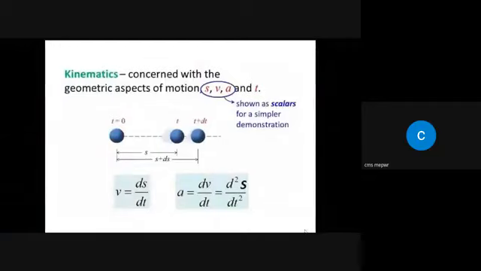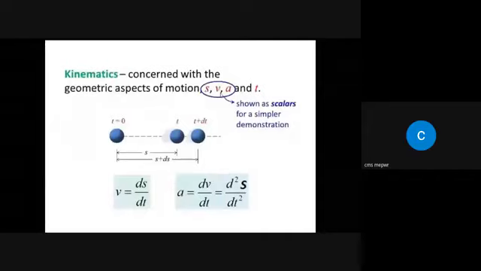So what is kinematics? As I have just told you, it is concerned with the geometric aspect of motion. That is SVA, S is displacement, V is velocity, A is acceleration, and time. So here in this slide, I have shown displacement, velocity, and acceleration as scalars. This is just for simplification purposes. Otherwise, displacement, velocity, and acceleration are all vector quantities.